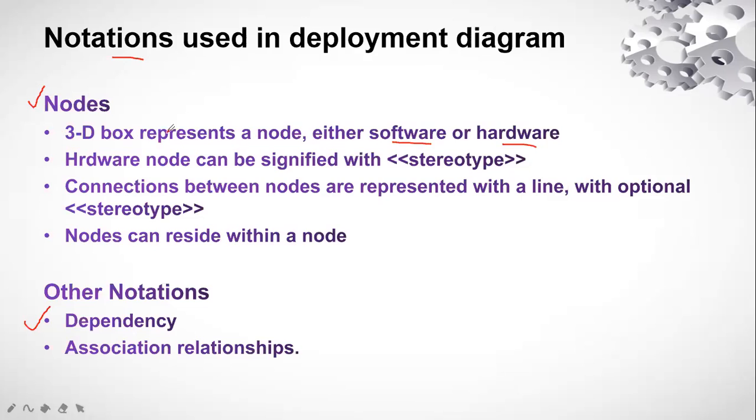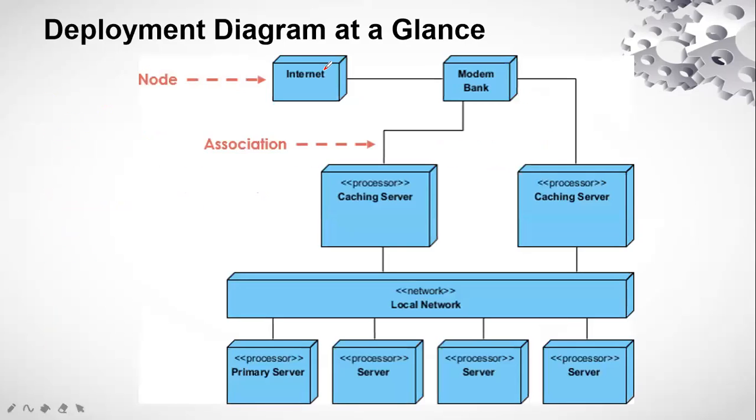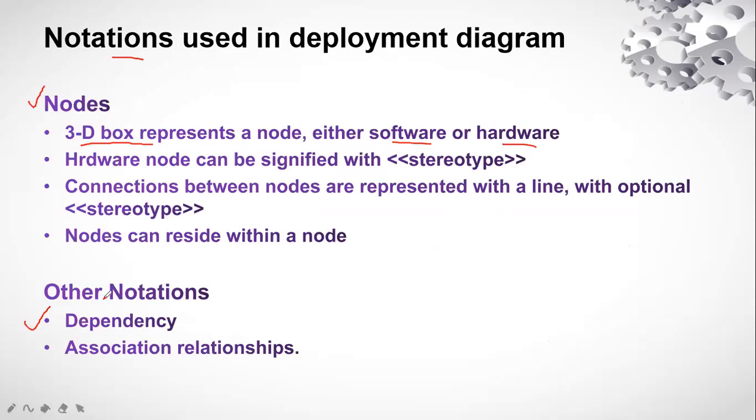Okay, how do we render this? We render it with the help of a 3D box. I'll just show you how this is rendered. This is rendered with the help of this 3D box. So this 3D box is a type of node. Okay, so all these are nodes. Now, other hardware nodes can be signified with stereotypes. These particular nodes can be defined with the help of stereotypes. We have already understood in the earlier lectures what a stereotype is.